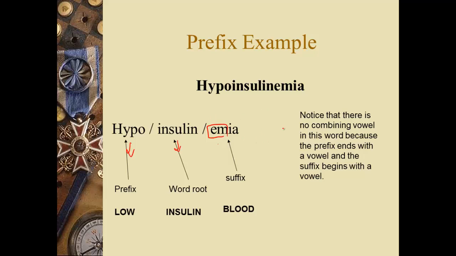Notice here there isn't a combining vowel because the prefix ends with a vowel. The prefix here ends with a vowel, and the suffix here begins with a vowel. So we don't need any extra combining vowels to help us out. This is pretty easy to pronounce, believe it or not. Hypoinsulinemia. Easy to pronounce without any extra vowels.